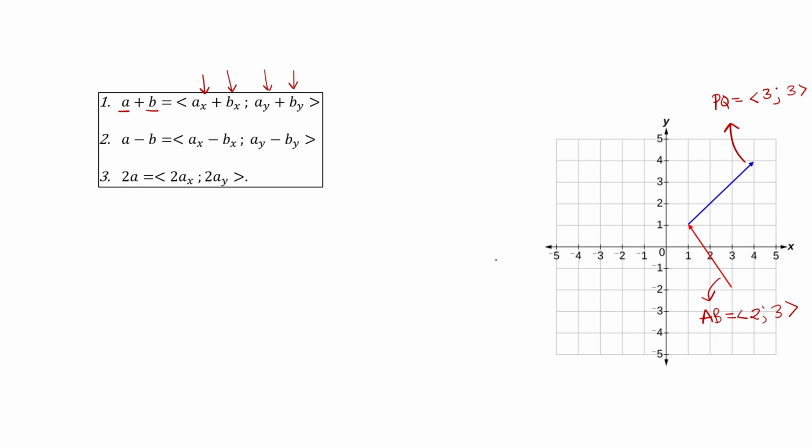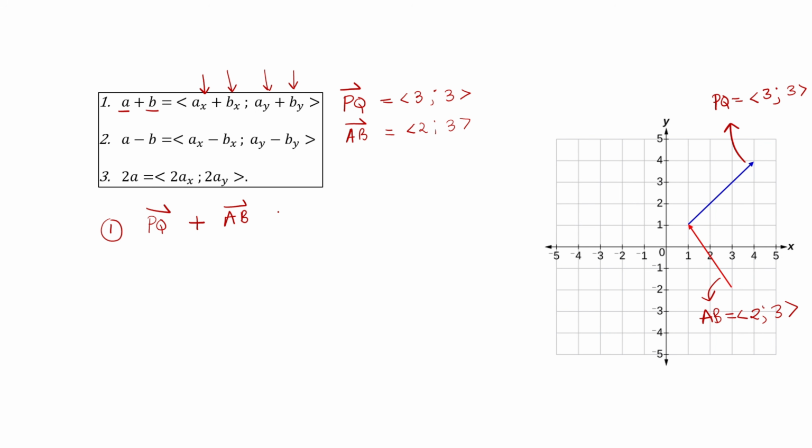So basically here, you've got two vectors. You've got vector PQ, given by the components 3, 3, and you've got vector AB, given by the components 2, 3. We're just going to put an arrow on top to represent that these are vectors. Now let's say we want to add these two vectors. We want to find the sum of vector PQ and vector AB.